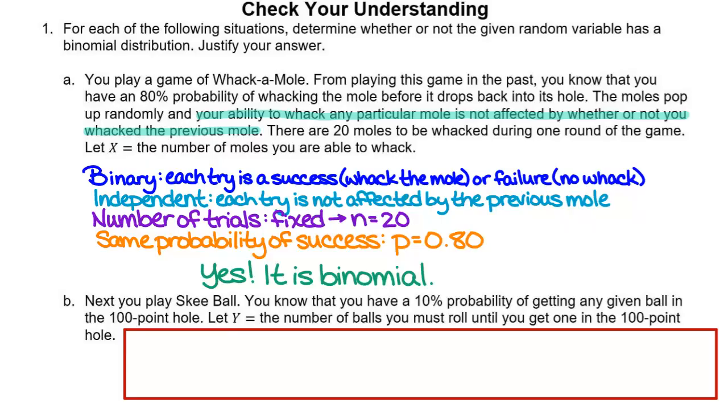Yes. What's the success here? You get it in the 100-point hole. Failure would be anything else, right? Do we get independence? Do you think each roll is independent of the one before it? Yeah? Is the number of trials fixed?